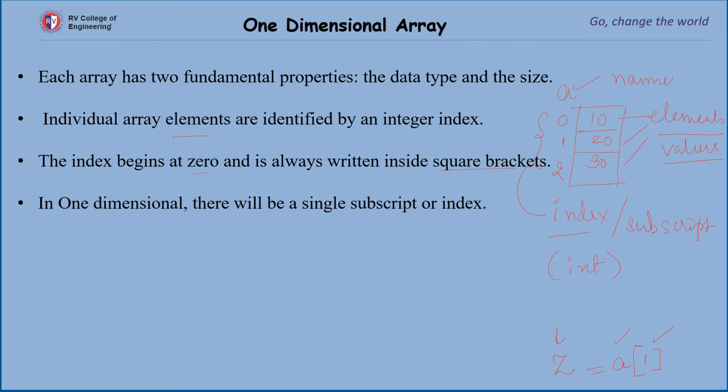In a one-dimensional array, there will be a single subscript or index. For example, if I have something like this, int A of 10, what is int here? Int is a data type. A is the name of the array. 10 is basically the size of the array.